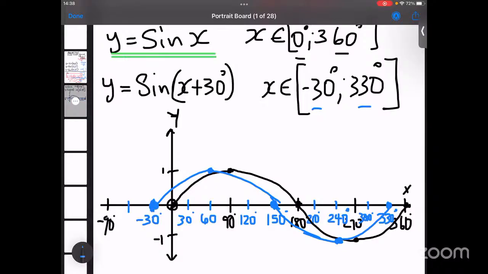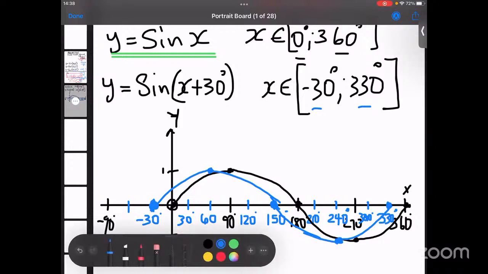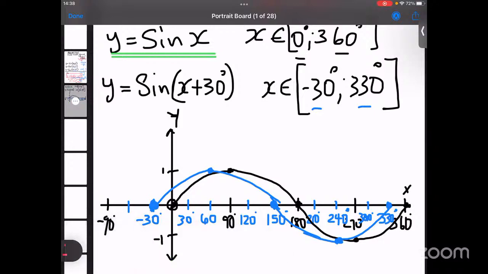So can you see? It's like the original graph has indeed been shifted by 30 units to the left, because from 0 to there, it is a shift of 30 degrees. From there to there, a shift by 30. So every point has been shifted towards the left by 30 degrees.